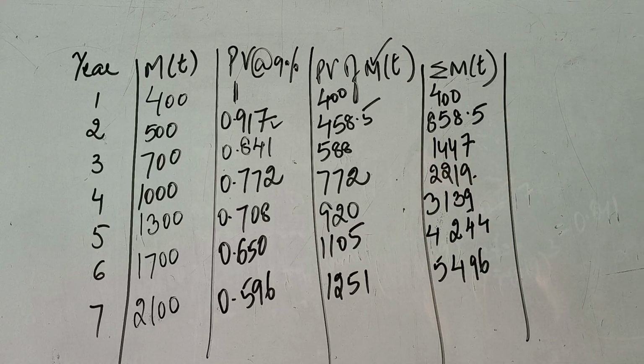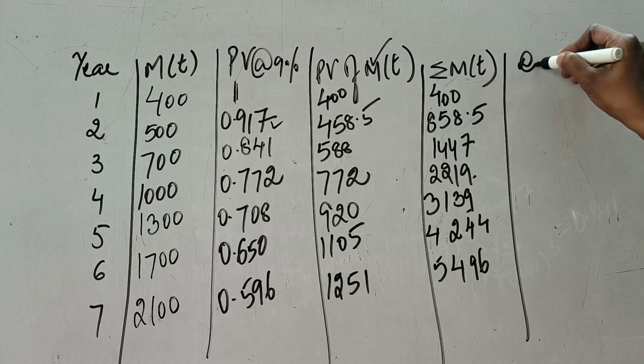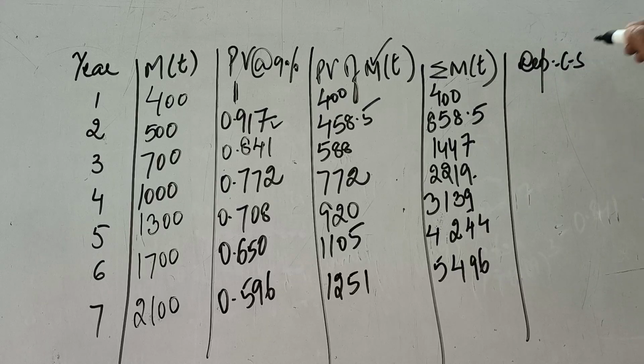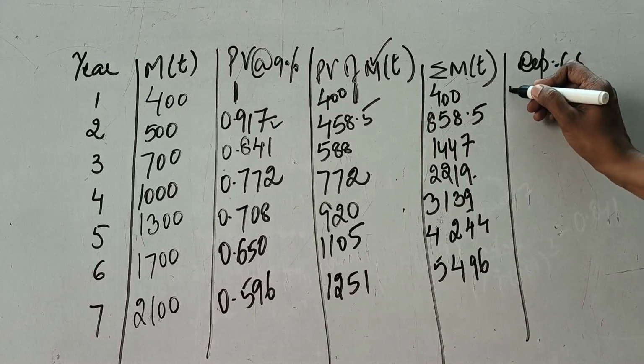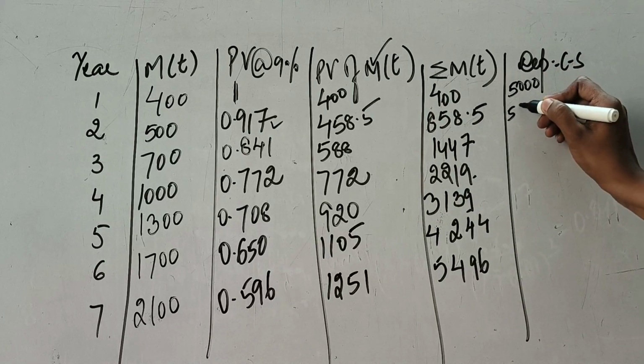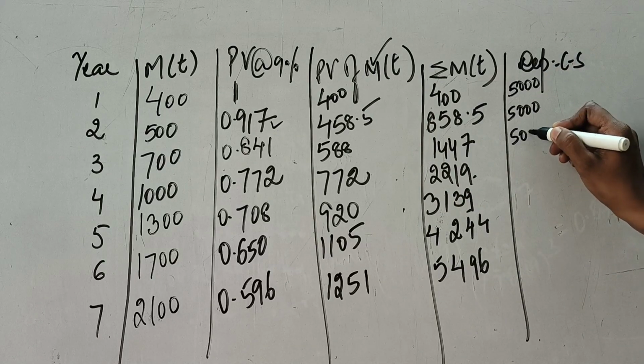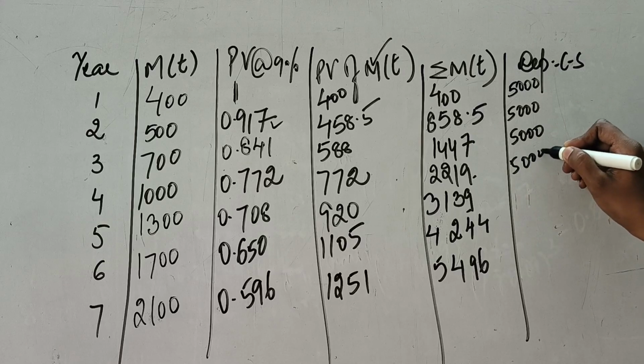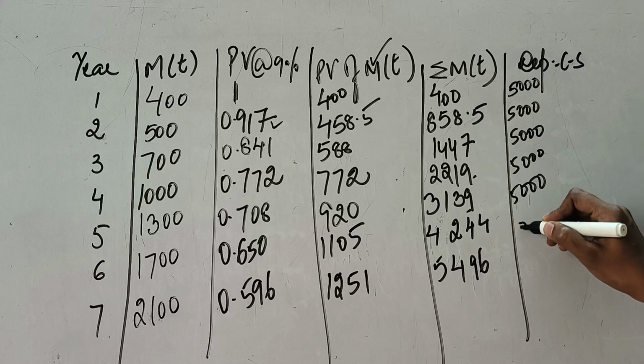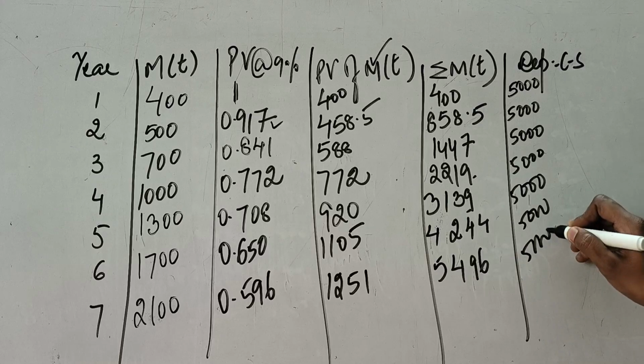The next will be the calculation of depreciation, that is C minus S. In this question only C was there, S was not there. So it will be same, and the cost given was 5,000. So it will be same for each year. If the salvage value would have been given, this would have been different for every year.